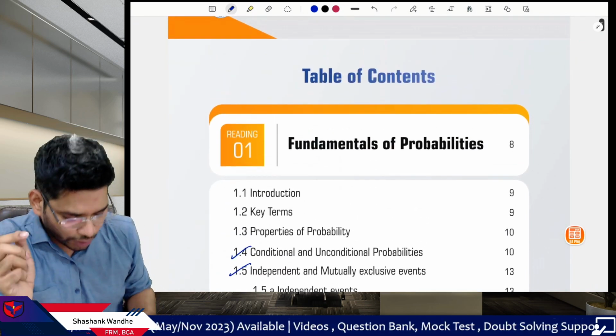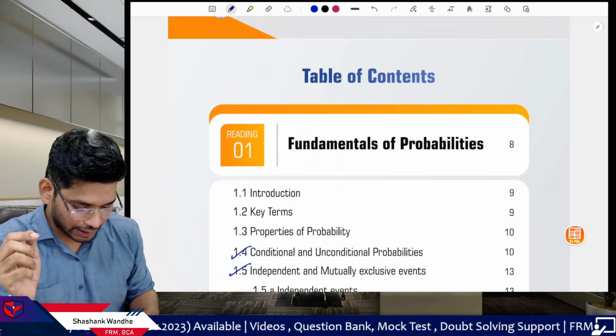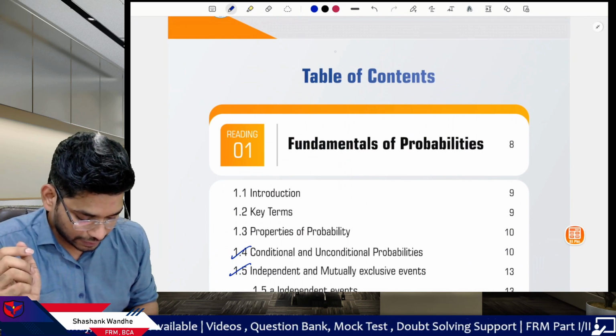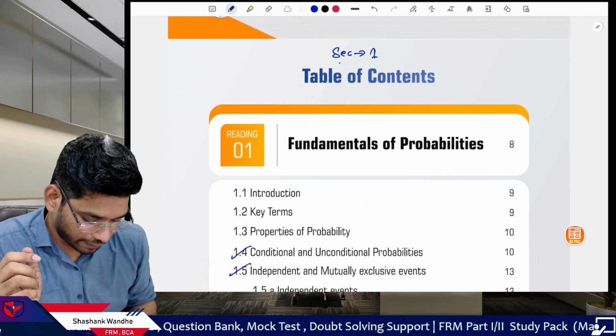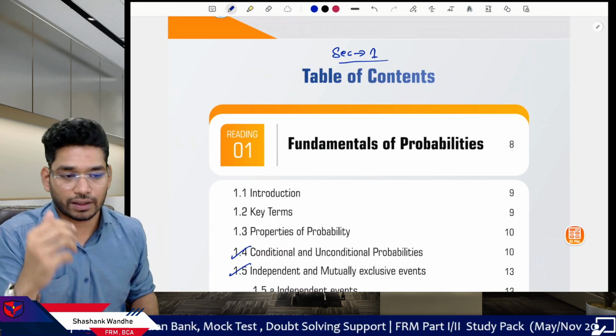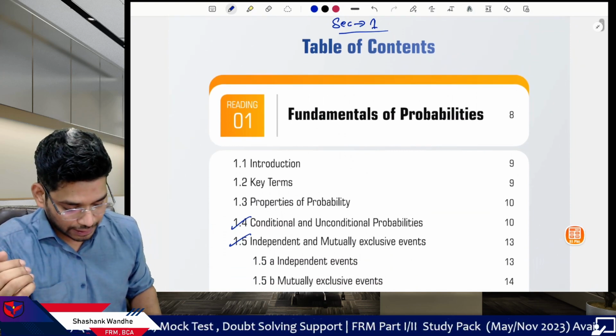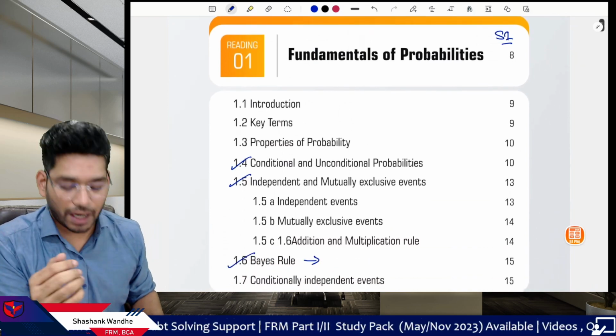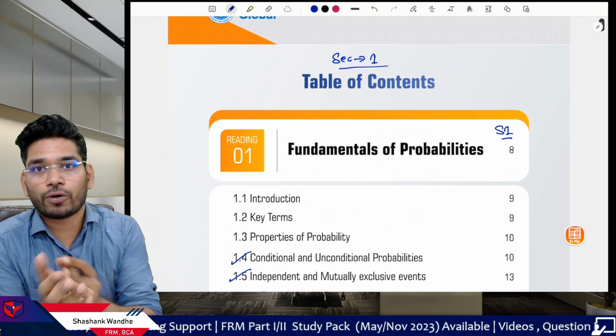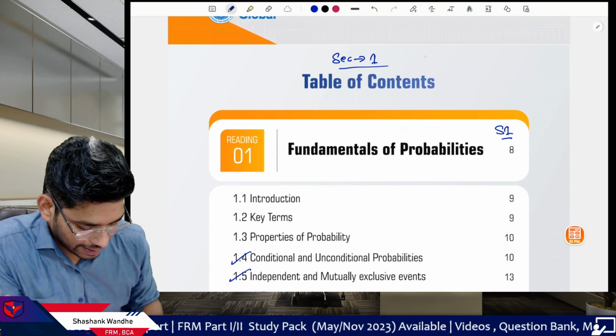Now I told you, we have a section-wise test. In the section-wise test, we divide the curriculum into sections. So first we will see section 1. What are the topics covered in section 1? First of all, this is part of section 1 and the next 6 readings are part of section 1. What should be your approach in preparation? So the approach is very simple and straightforward.